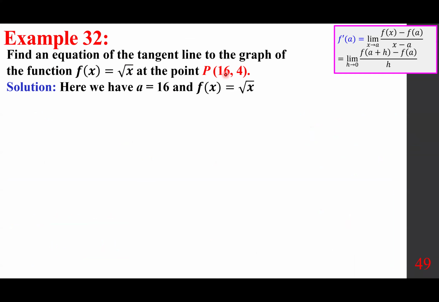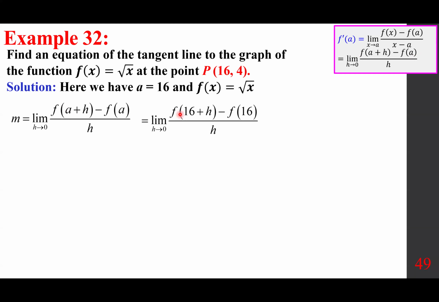So we are going to find the slope. And again, I will do both ways for practice. So this time I'm going to start with this one first. And we need to find m, which is f prime of 16. So we replace the a with 16.